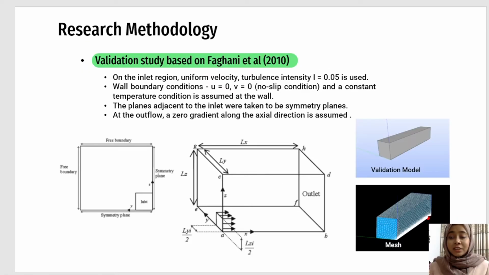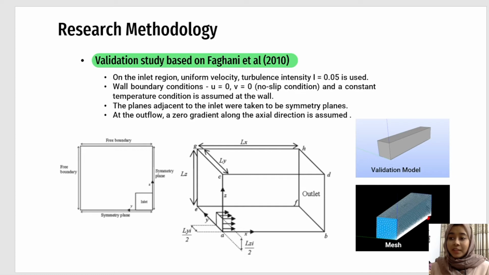Let's discuss the research methodology. Firstly, the validation study, which was based on Fajhani et al., can be seen here. We took the inlet, outlet, symmetry, and the walls. The walls were taken as no-slip conditions, and the symmetry was taken surrounding the inlet. Here you can also see the validation model and the mesh.